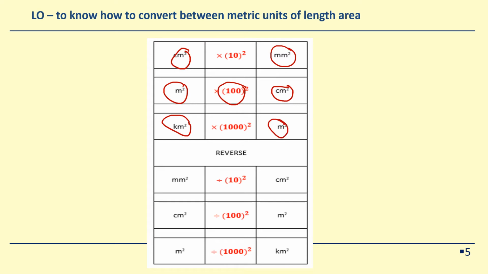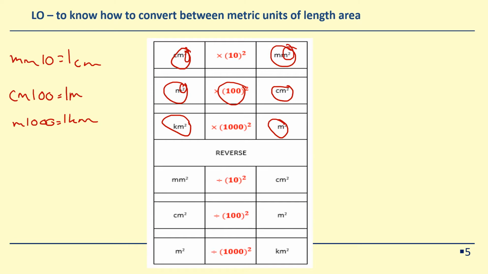So let's think of it normally. How many millimeters are in a centimeter? 10 millimeters are in 1 centimeter. How many centimeters are in a meter? Well, 100 in 1 meter. And what about meters? 1,000 meters equal 1 kilometer.